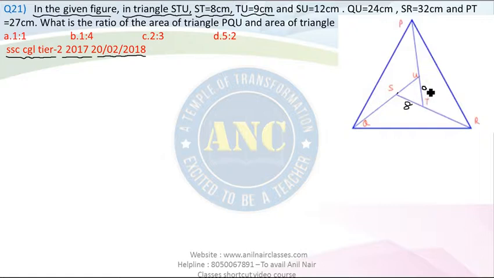TU is equal to 9 centimeter. SU is equal to 12 centimeter. So in the smaller triangle STU, all the three sides are given. Okay, that is one thing.